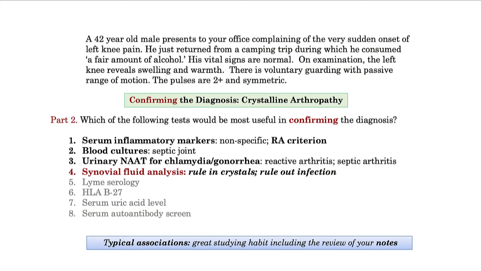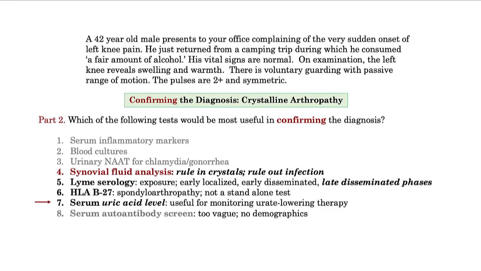As for our other typical associations, I've listed some of my quick associations, and you should get in the habit of doing likewise. Although I'm not sure if any student selected a serum uric acid level, I would remind you that hyperuricemia predisposes to gout, but it isn't a diagnostic feature. That is, in a patient with an acute monoarthritis, a high uric acid level would not confirm the diagnosis.